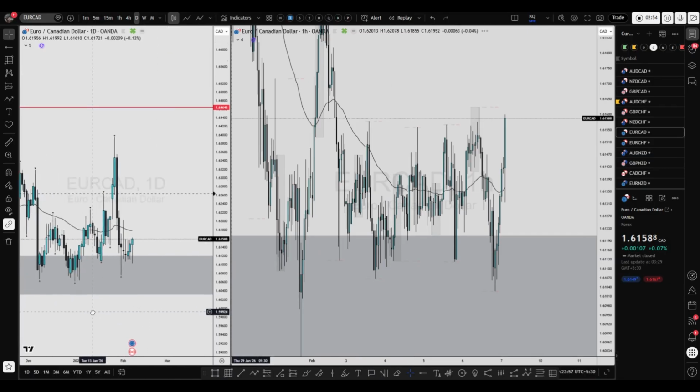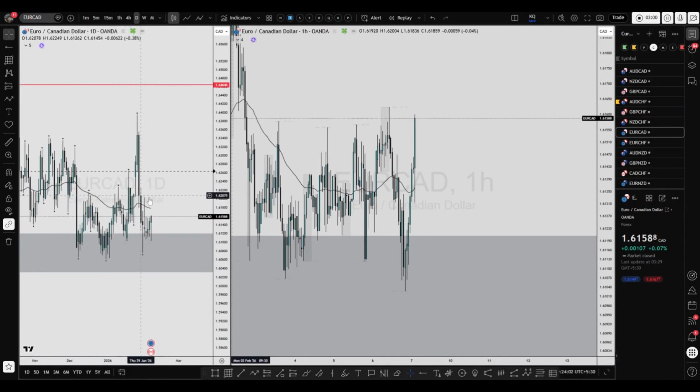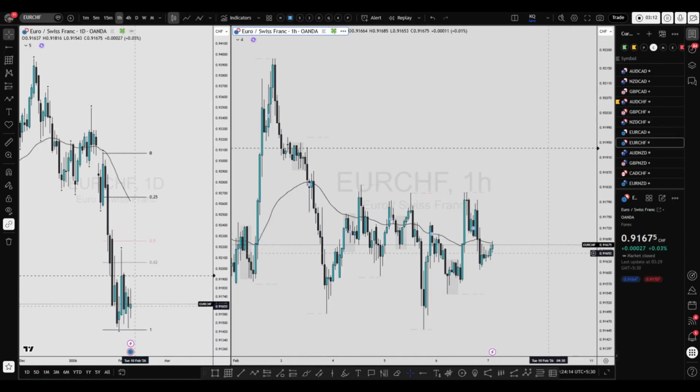Euro CAD. Where is the last breakout structure? This is the last breakout structure. Look at this EMA. It is getting flattened. I don't think I'm gonna get a trade over here. It's just too choppy to trade right now. I just want clear price action, clear trend. Skip it.